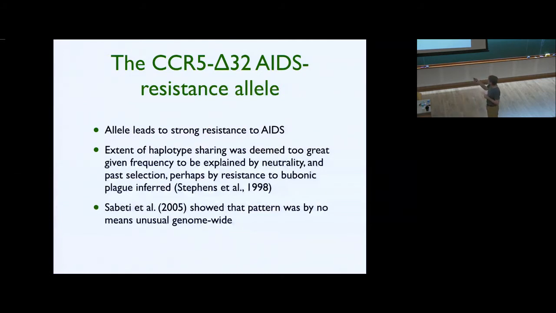So they looked at haplotype sharing, and it seemed like this one had a long haplotype, but it couldn't have been selected just for AIDS, right? Because AIDS was a new disease. So why was it there? Why did it look like it was under selection?